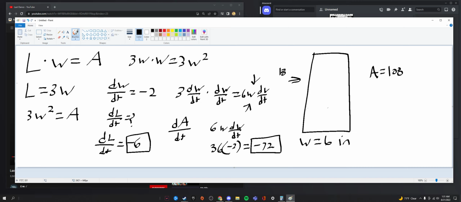So, I don't have a good spot to write this. Let's do here. dA on dt is in fact equal to negative 72. So those are our two answers here.